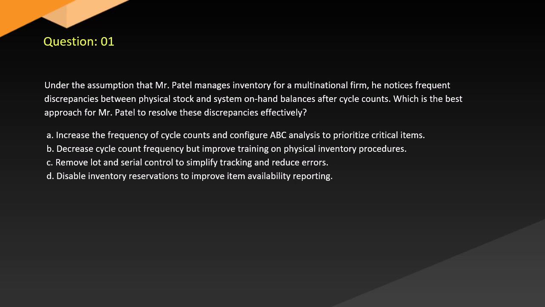A. Increase the frequency of cycle counts and configure ABC analysis to prioritize critical items. B. Decrease cycle count frequency but improve training on physical inventory procedures. C. Remove lot and serial control to simplify tracking and reduce errors. D. Disable inventory reservations to improve item availability reporting.